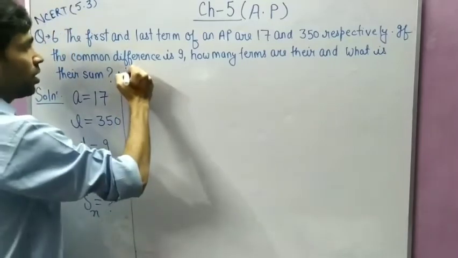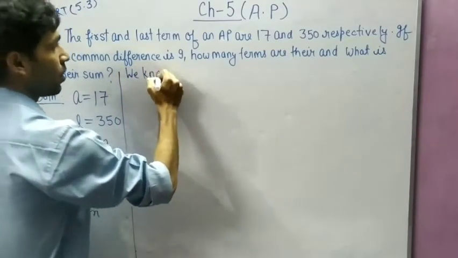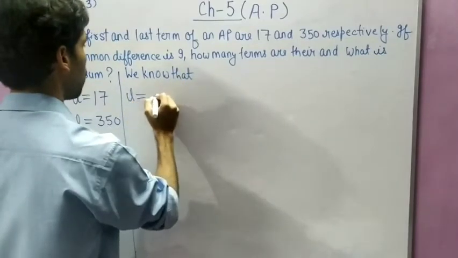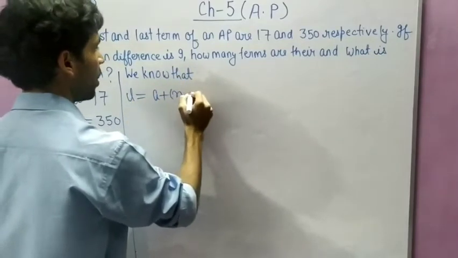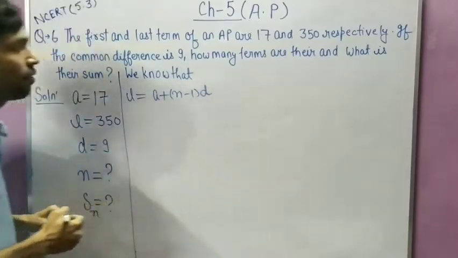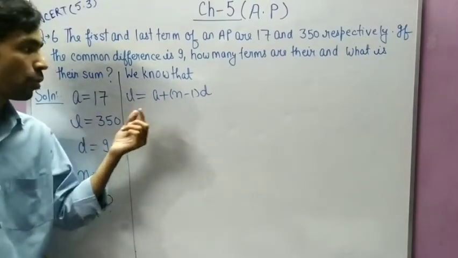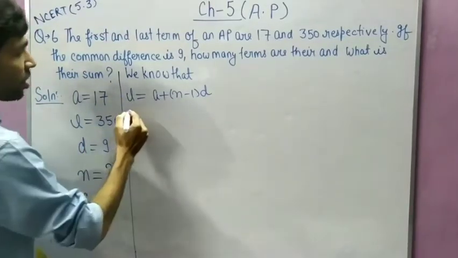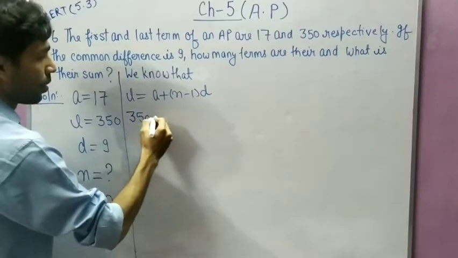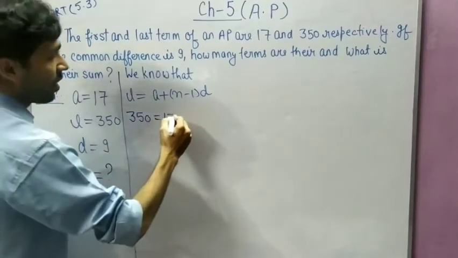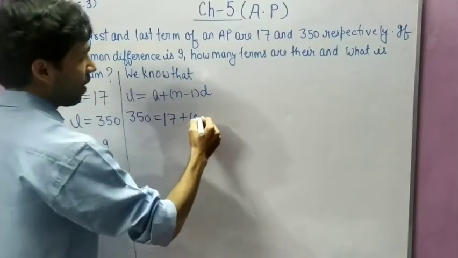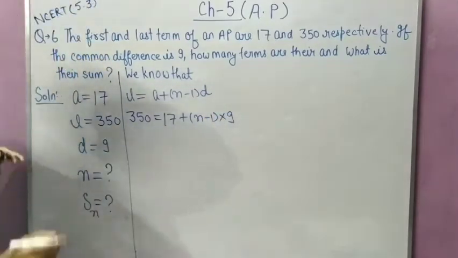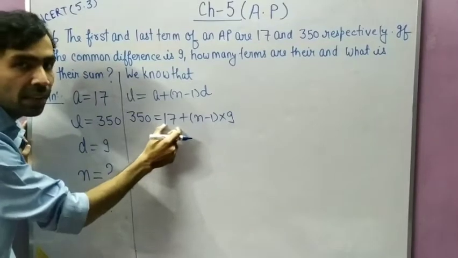So we know now, student, that L equal to A plus n minus 1 D. This formula we know. Last term is equal to A plus n minus 1 D. So the last term value is given, that is 350. First term is given, that is 17. And we have to calculate n, and D is 9. This is given. So first you transfer this 17 to that side.